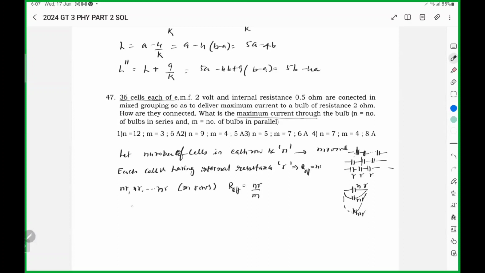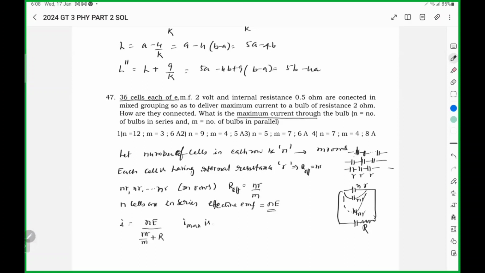Now, since n cells are in series, the effective EMF is nE. Even if cells are connected in parallel, the effective EMF will not change. All these are finally connected to some external resistance, capital R. So this is the internal resistance of the cells.